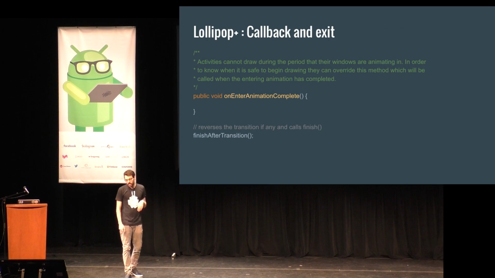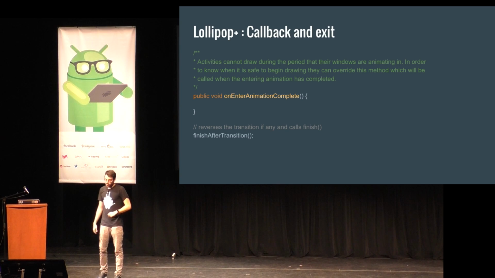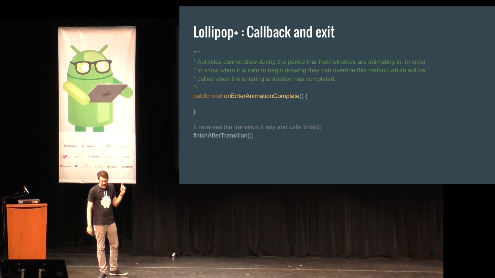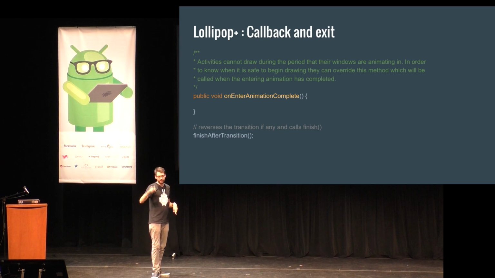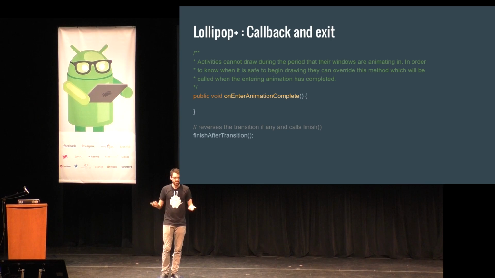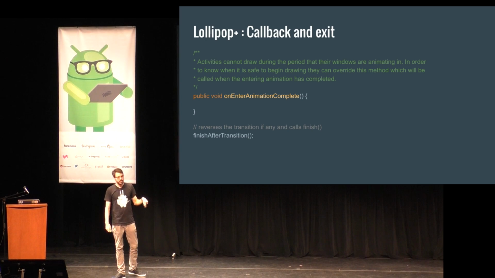And there are a couple more APIs that the framework gives you. The interesting one is finish after transition. If in your activity you have a next button or something, you generally just call finish, right? But if you call finish, the transition won't play. The exit transition will just get skipped. So you have to explicitly call finish after transition.